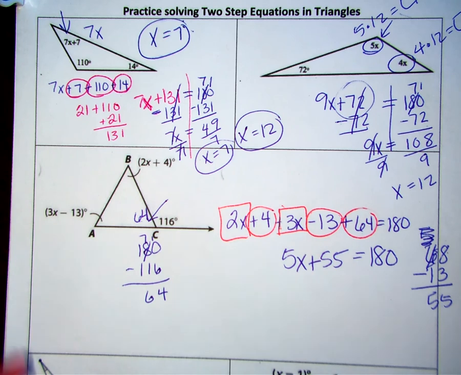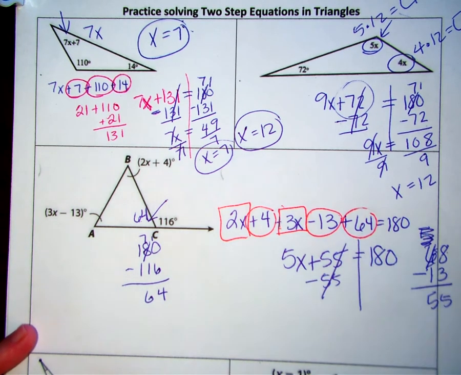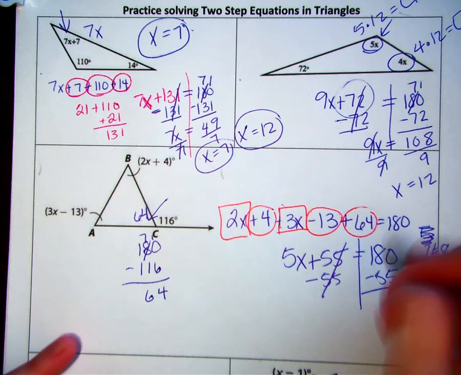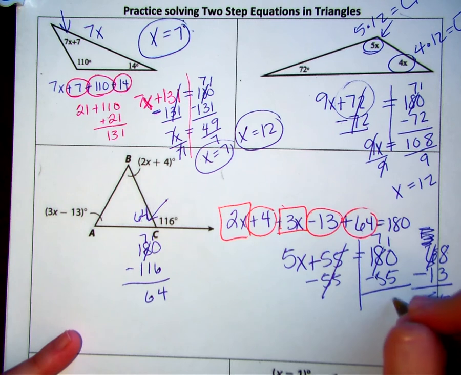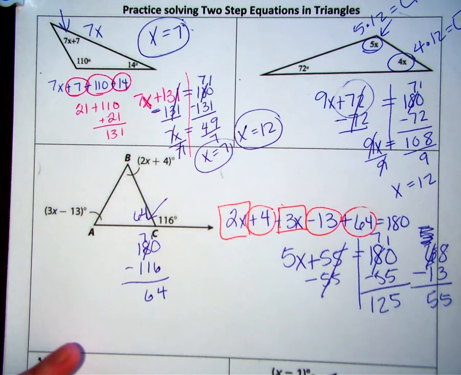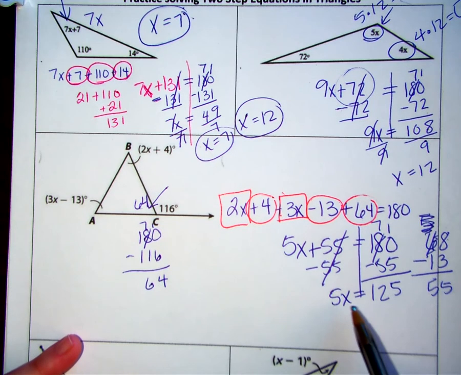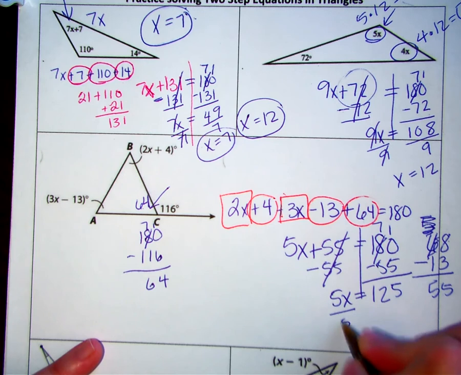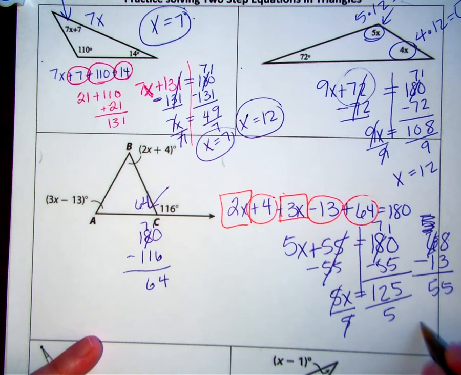Then you solve your two-step. Subtract your 55 from 180. So this would be 7, 10, 10 minus 5 is 5, 7 minus 5 is 2, and drop your 1. Then you bring down your 5x. So 5 times something is equal to 125. So now you're going to divide by 5 to cancel. And 125 divided by 5.